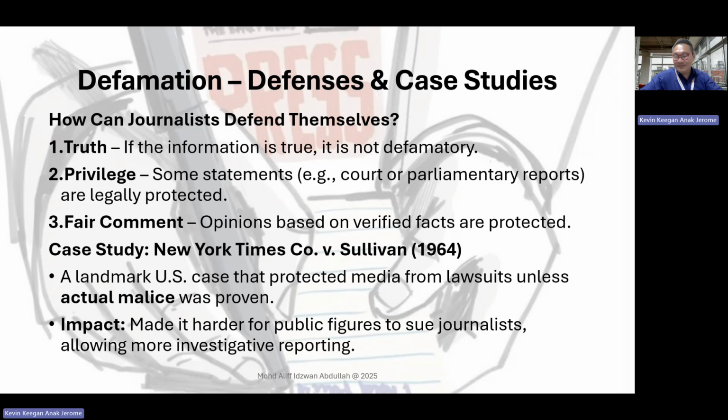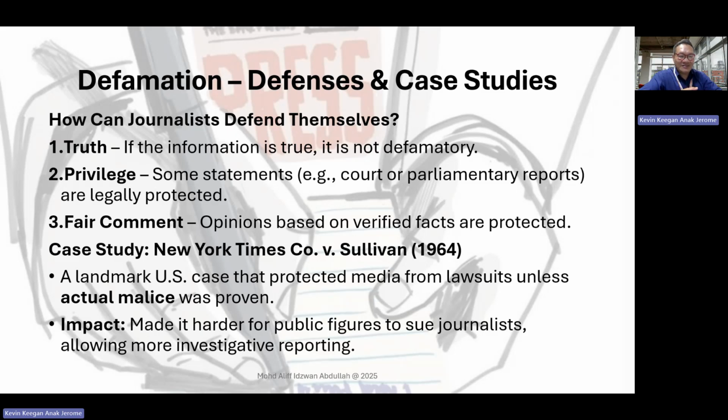Fair comments. Opinions based on verified facts are protected. Fair comment means, for example, artist A has a scandal with artist B. Everyone knows it, it's in the media. But when it comes to you, if you cover the story, you get sued because it's not fair. But it's fair, because people already know about it. So it's fair comment.